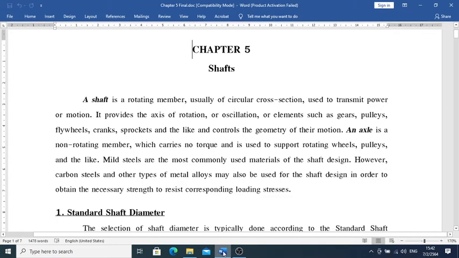Let's go to chapter 5 on shafts. What we experienced in chapter 4 is already on shaft design. What we find difficult when we design the shaft is that it is a rotating shaft.